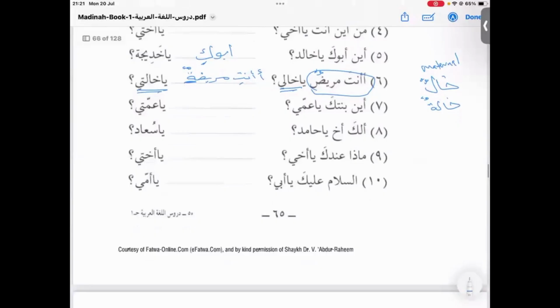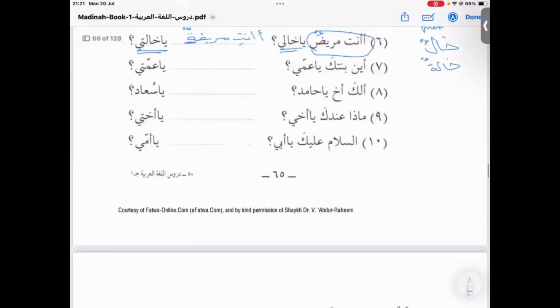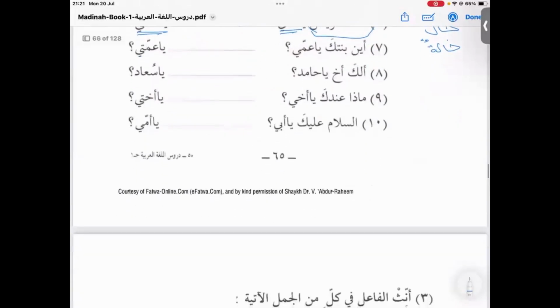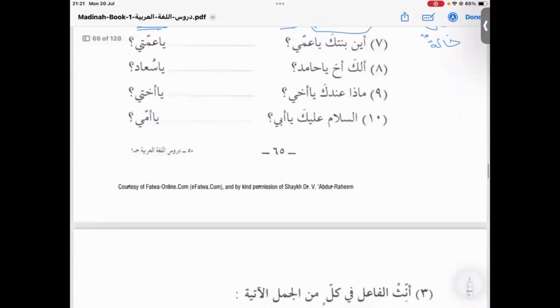أين بنتك يا عمي؟ Okay, go for it, inshallah. أين بنتك يا عمتي؟ Naam. Ya ammati. Okay. يا عمتي.